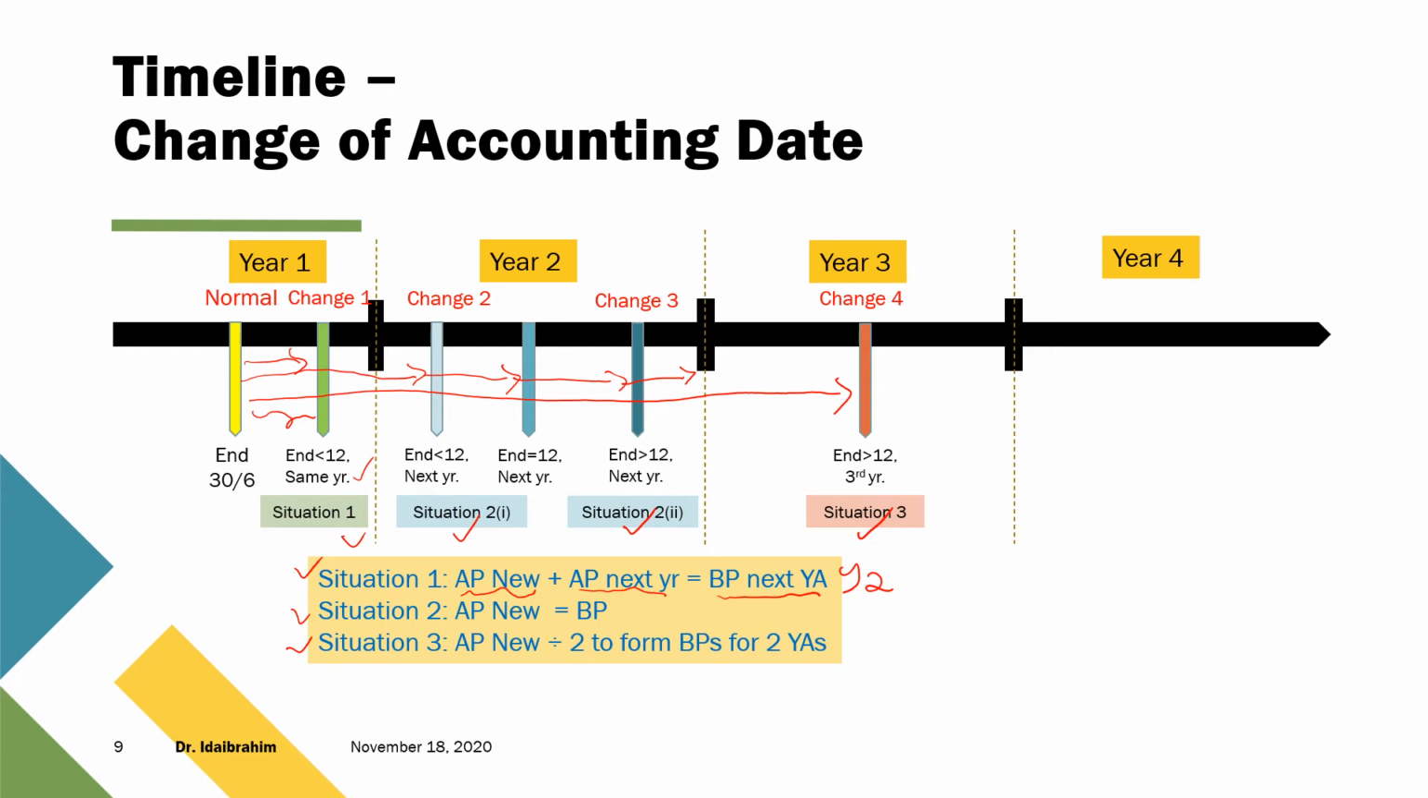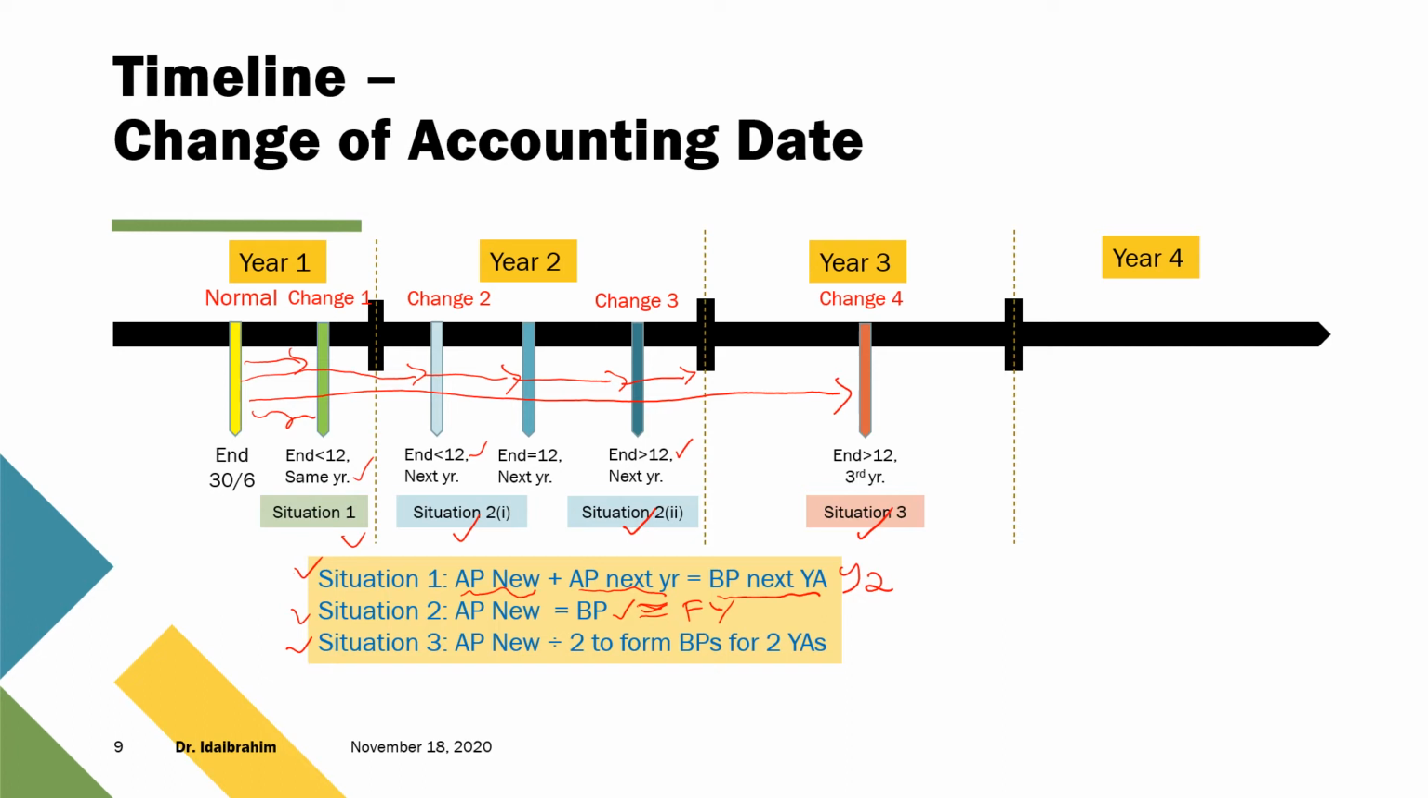Under situation 2, where the change of accounting date is closed in the year 2 or next year, somewhere in next year, either less than 12 months here or more than 12 months, it still can be accepted as basis period. Only that under this category, we will have failure year because the basis period is probably less than 12 months or more than 12 months.